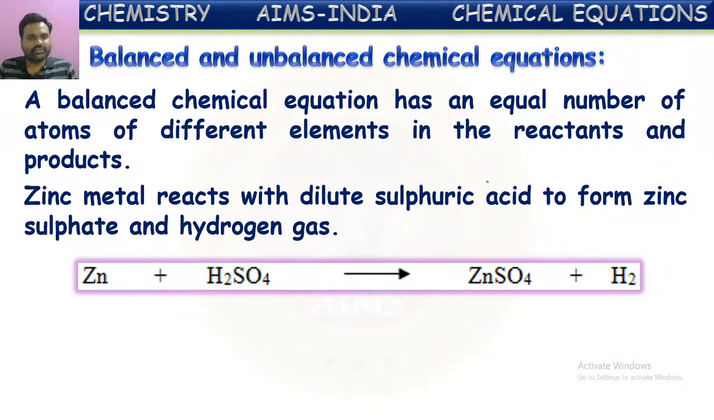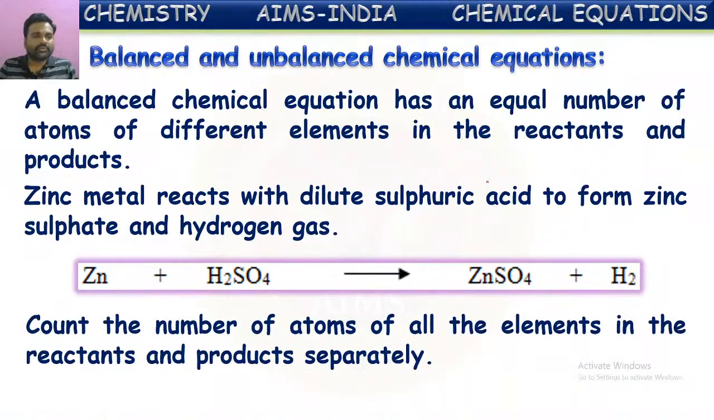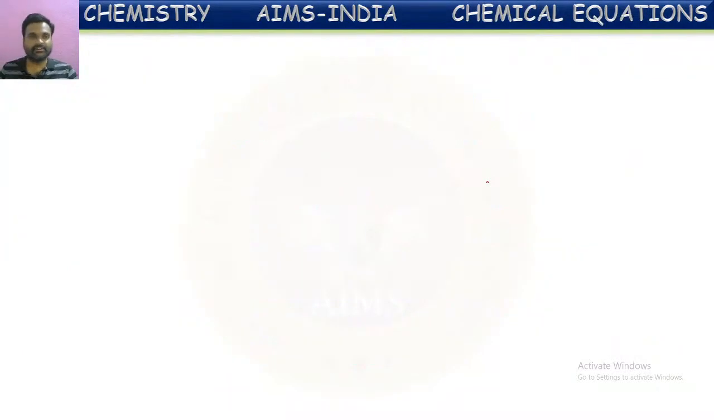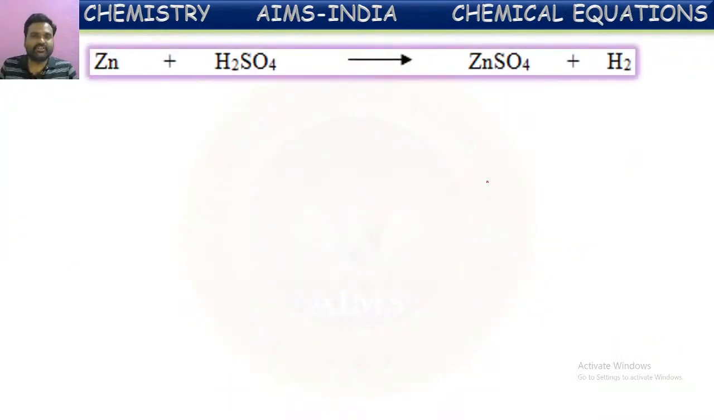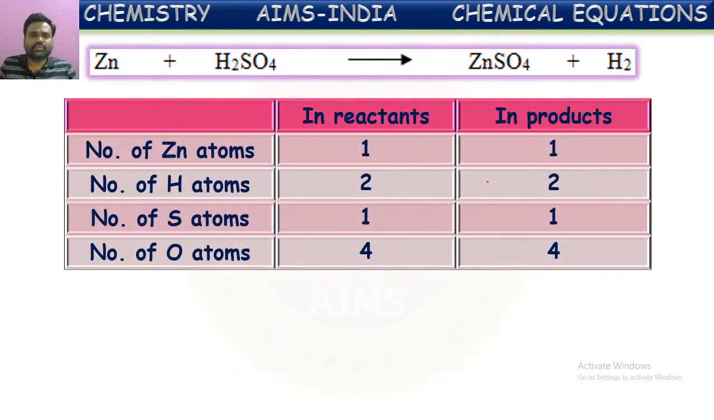In this reaction, if you see equationally, zinc plus H2SO4 gives ZnSO4 plus H2. Let us try to count the number of atoms of all the elements on the reactant side and product side separately. Let us take once again the same equation here, and calculate the number of atoms of all the elements on both the sides.